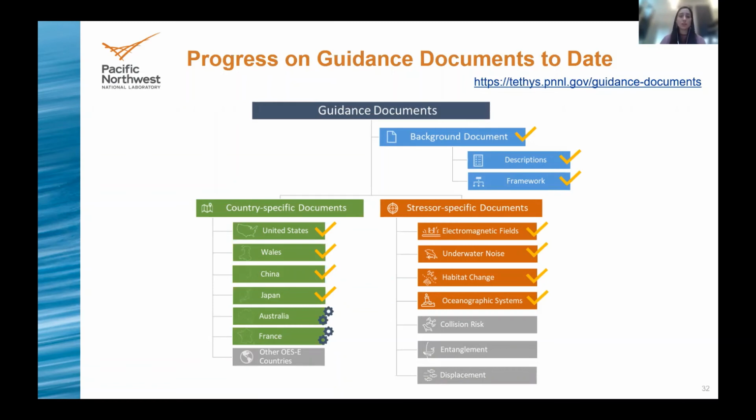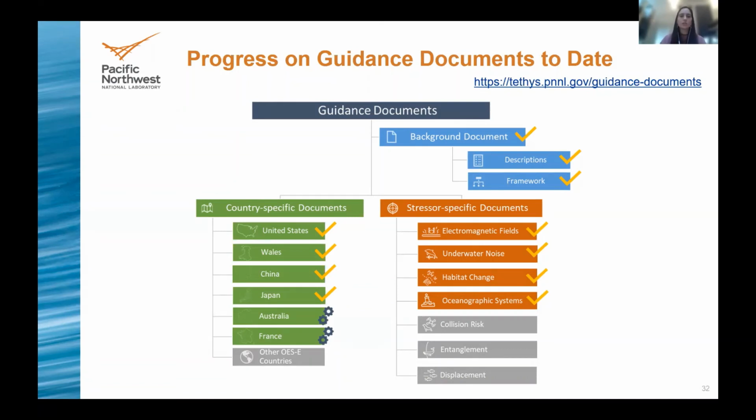Collision risk especially is one of the more tricky interactions where there's still a lot of information we need to gain before we can really consider that retired or even get close to it. So we're currently working on that. There's a lot of efforts going on with OES-Environmental to dig deep into some of these.